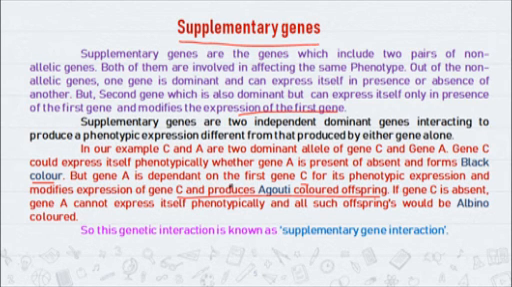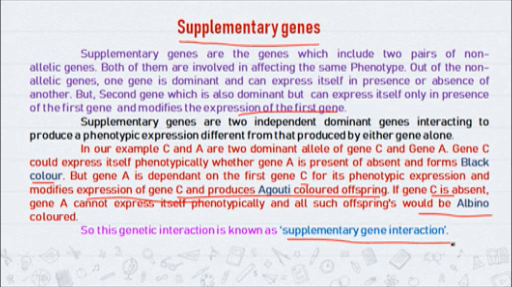Gene A is dependent on the first gene for its phenotypic expression and modifies the expression of gene C and produces agouti colored offspring. If gene C is absent, gene A cannot express itself phenotypically and all such offspring would be albino colored. So this genetic interaction is known as supplementary gene interaction, or it is also known as recessive epistasis.